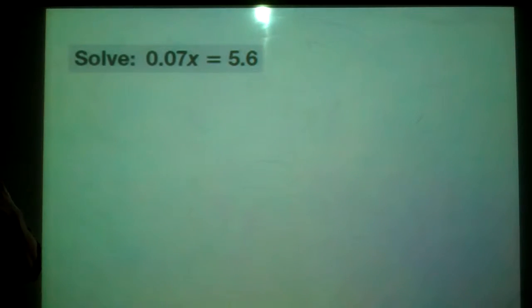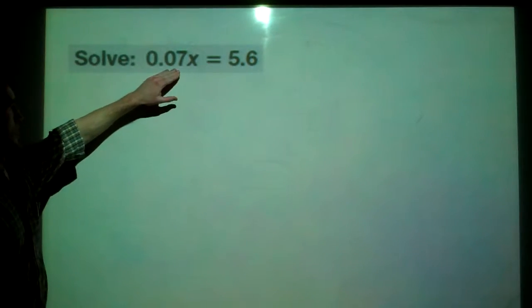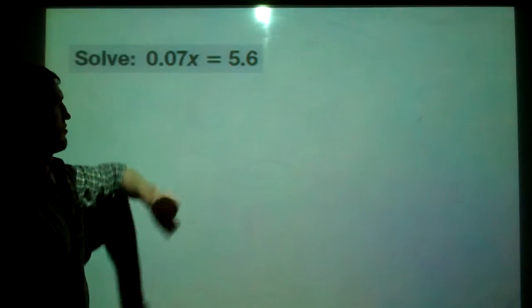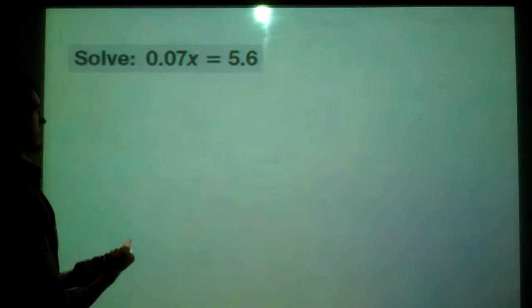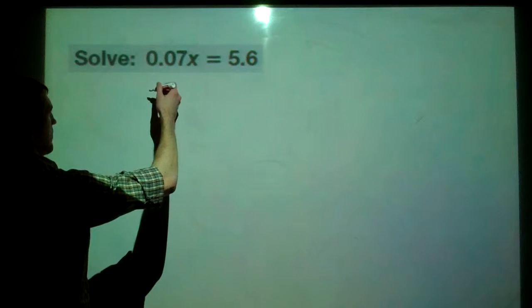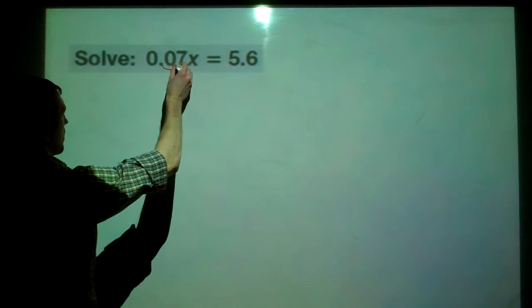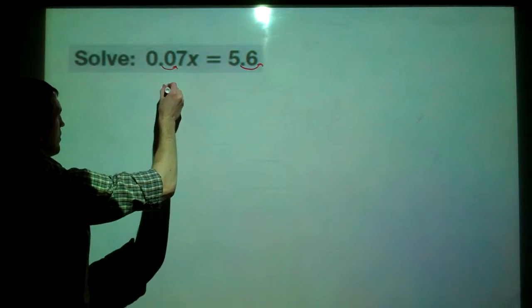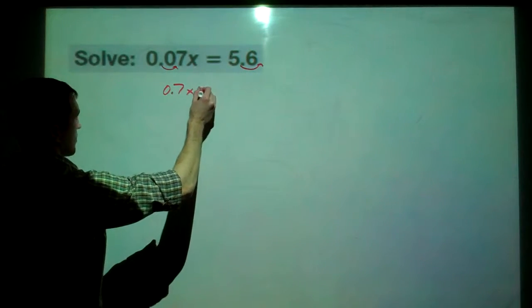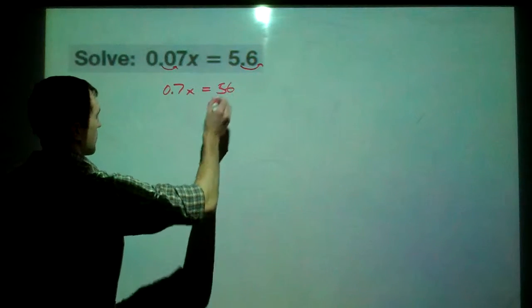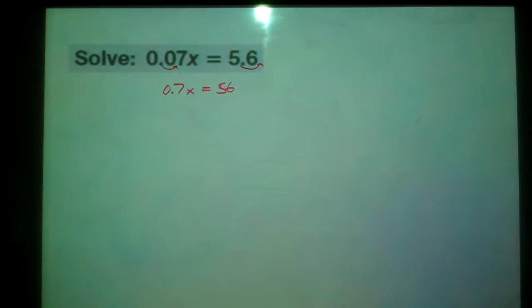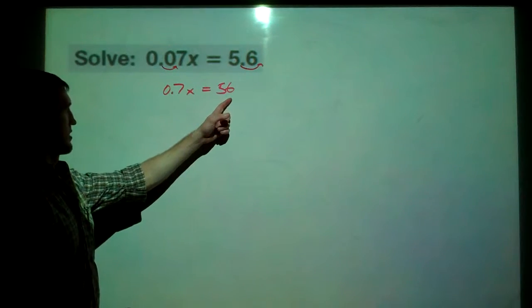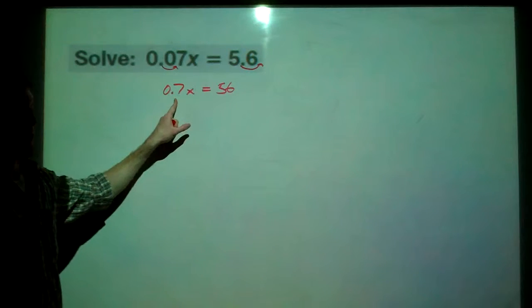Oh, this is a good one to see. Okay, so this says 0.7 times x equals 5.6. So we're trying to figure out what x is. Well, right away I'm going to do this. And now we have 0.7x equals 56. We could do that. To solve for x, we would take 56 divided by 0.7.